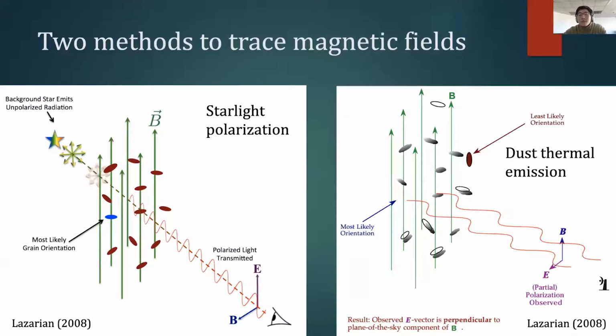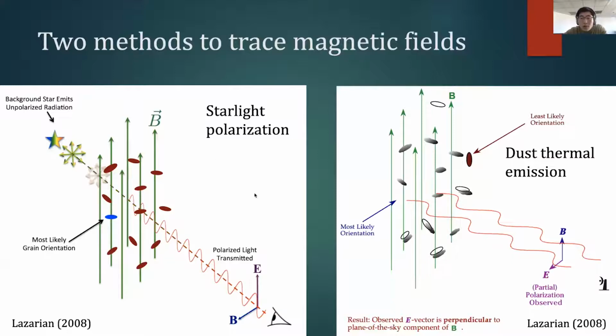Based on the fact that the short axis of dust grains are aligned with magnetic fields, which means the long axis are perpendicular to the magnetic field's orientation, we now have two methods to trace the direction of magnetic fields. The first one is called starlight polarization.